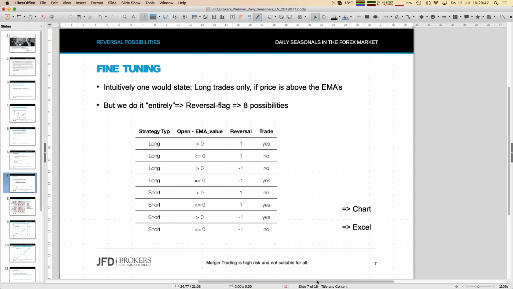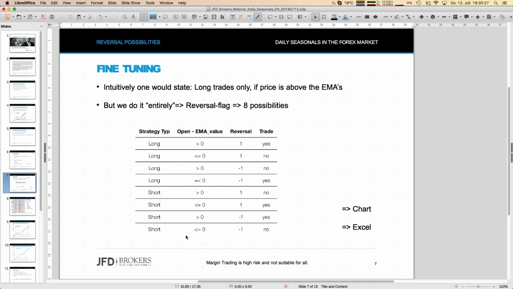So if the price is above the EMA and we are investigating a short strategy, that's now our starting point. So it's then a little bit more like a reversal strategy. Price is above the EMA, and maybe we find underlyings with a tendency to go back into the direction of that EMA. Therefore, I call it reversal flag. And that finally gives you, if you go through all the combinations, 8 different possibilities.